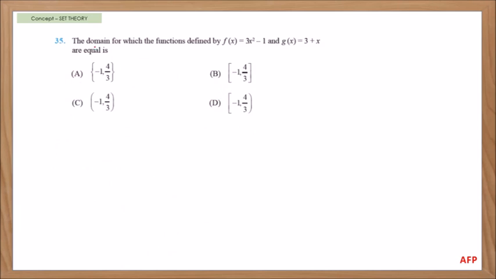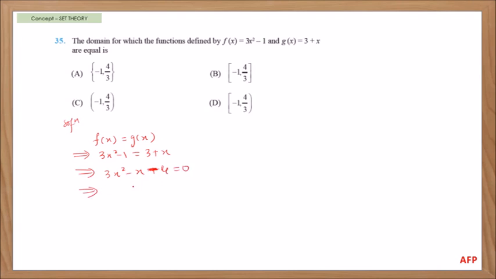Next one. The f of x function is given and the g of x function is given, and they are equal. You have to find the values of x for which f of x and g of x are equal. So f of x equals g of x. If you find the values of x, that itself is the domain. So this indicates 3x square minus 1 equals 3 plus x. If you take it to the other side, 3x square minus x minus 4 equals 0.